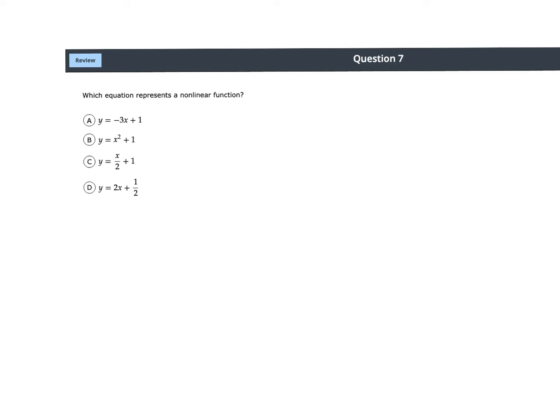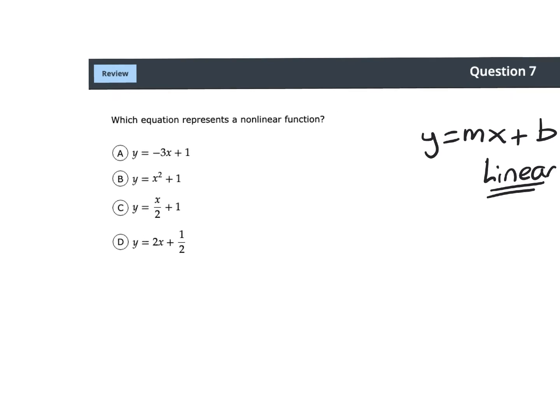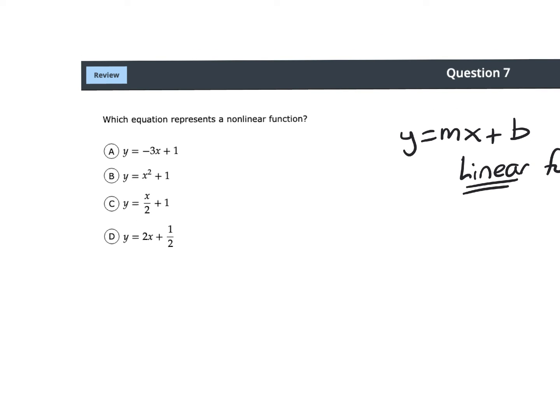If you have remembered that y equals mx plus b, that is all you need. This is y equals mx plus b, which would be a linear function. So if something is of the form y equals mx plus b, or you can push it into that form, then it's linear. So let's start with choice A. I can see right now that this could be fit into y equals mx plus b. That means it is linear, so it cannot be nonlinear.